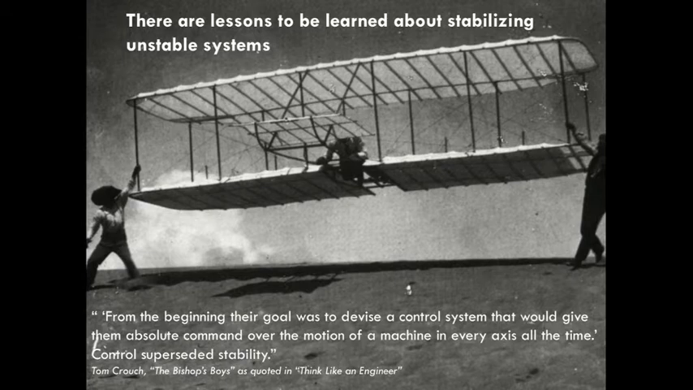That goal was elusive for a long time, in part because of conventional wisdom in the community. The conventional wisdom was that one would design an aircraft to achieve something called inherent stability: effectively, no matter what the pilot did, the aircraft would keep flying in a stable way. The goal of inherent stability got the industry quite far, but eventually it was completely abandoned. It was abandoned because of developments that came in large part from the Wright brothers, who were bicycle engineers and thought that instead of isolating the pilot from the system, they should give the pilot quite a lot of control. I like this quote, which says: from the beginning, their goal was to devise a control system that would give them absolute command over the motion of a machine in every axis all the time.